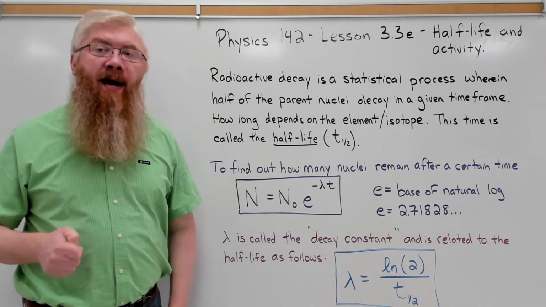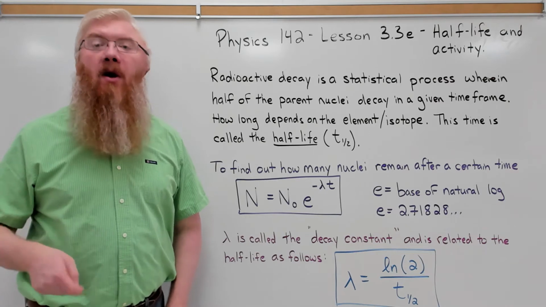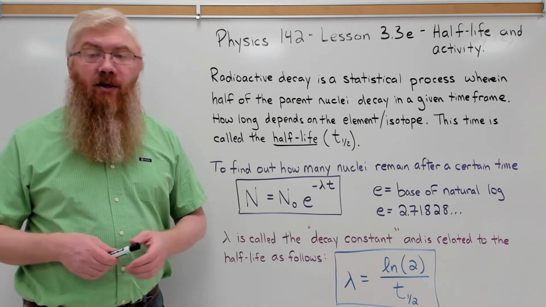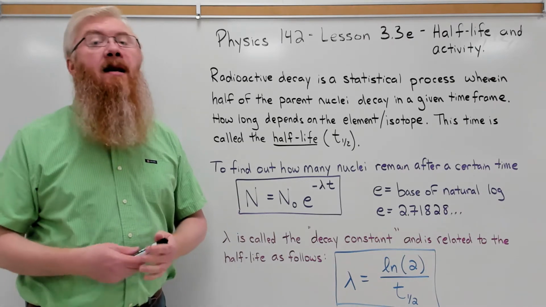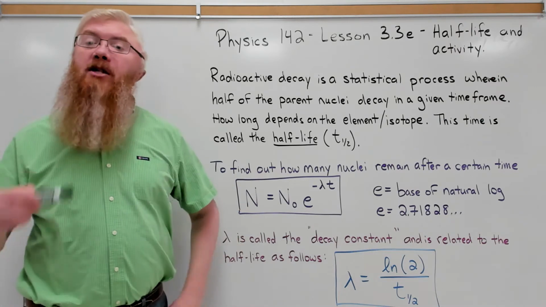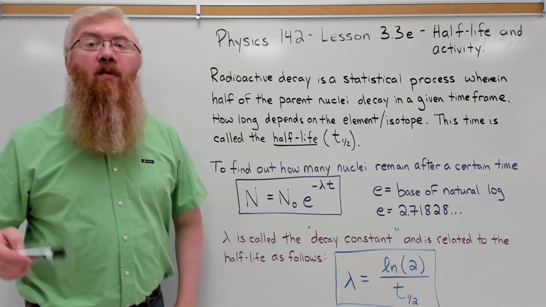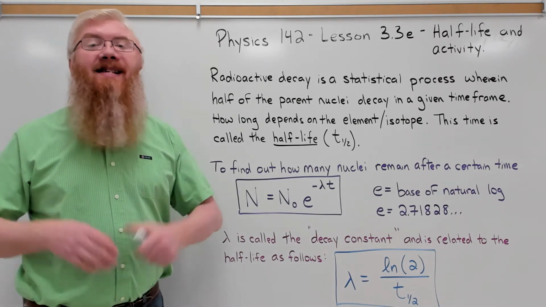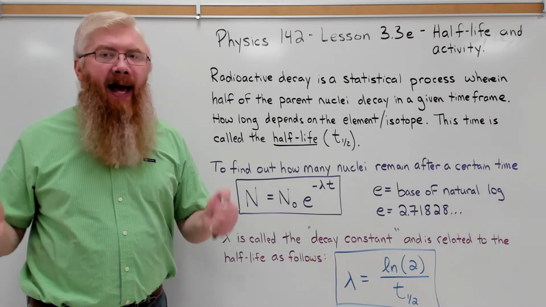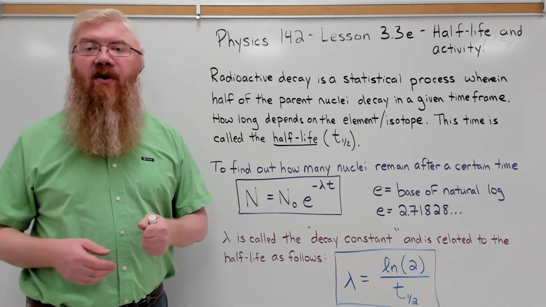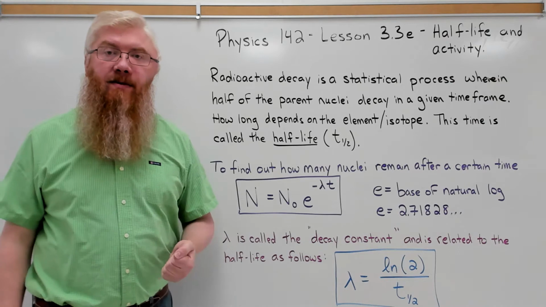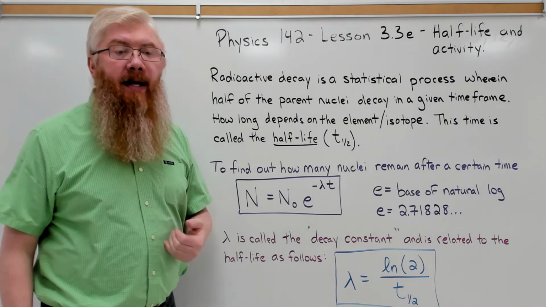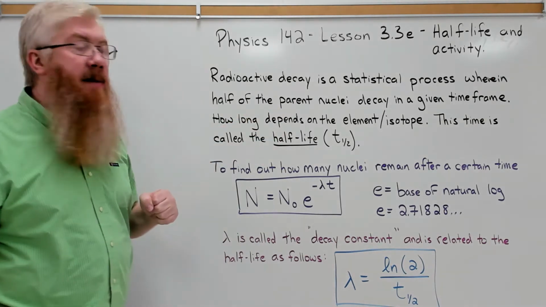You don't know beforehand if a coin will definitely land heads or definitely land tails, but you know that if you flip 100 coins, you're likely to have about half of them heads and about half of them tails. Which particular coin will land heads and which will land tails, you can't predict. But statistically, you can be pretty sure that about half of any number of coins you flip will be heads and the other half will be tails. So radioactive decay occurs when half of the parent nuclei decay in a given time frame.